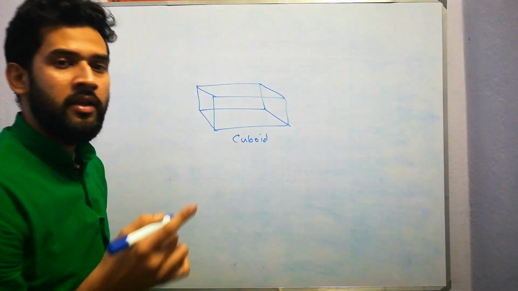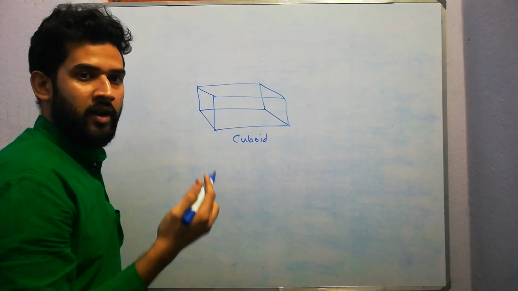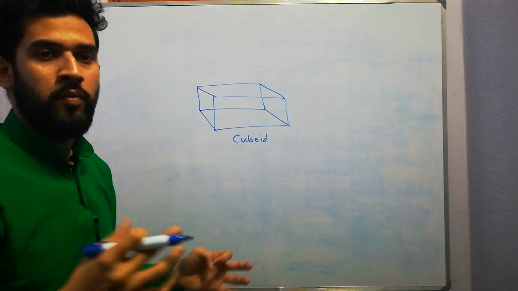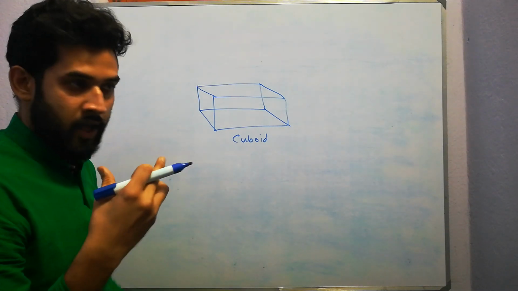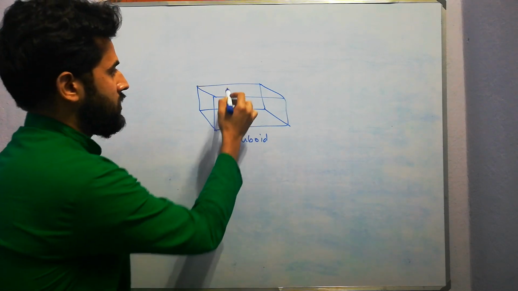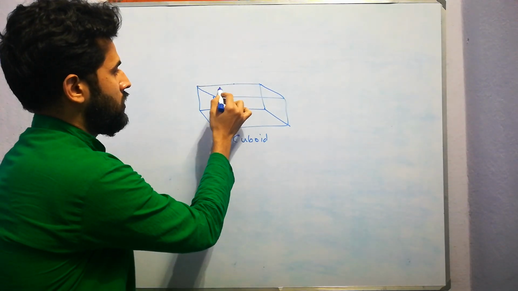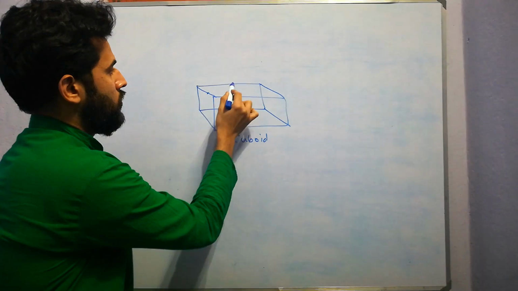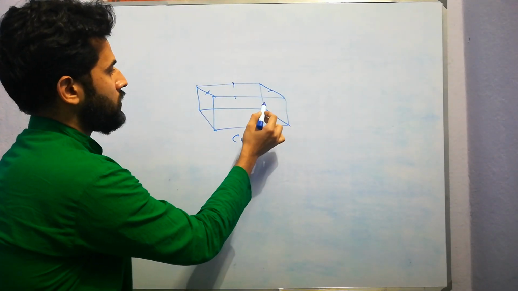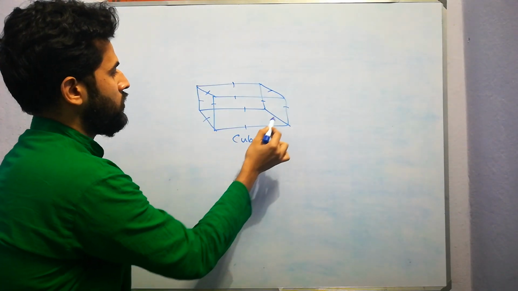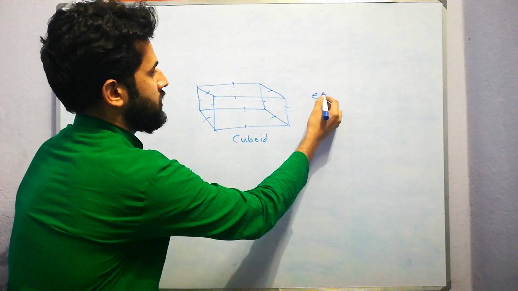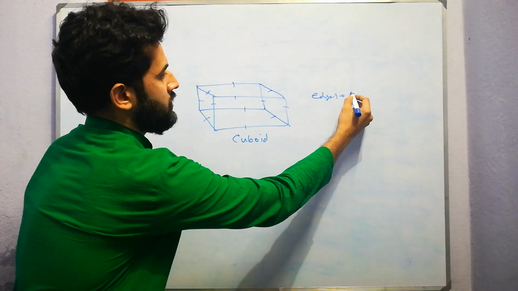So how many edges does it have? First we try to understand. If you see a room that looks just like a cuboid, you can assume that and try to understand. See, this is the first, 1, 2, 3, 4. Then 5, 6, 7, 8, 9, 10, 11, 12. So the number of edges it has is 12.